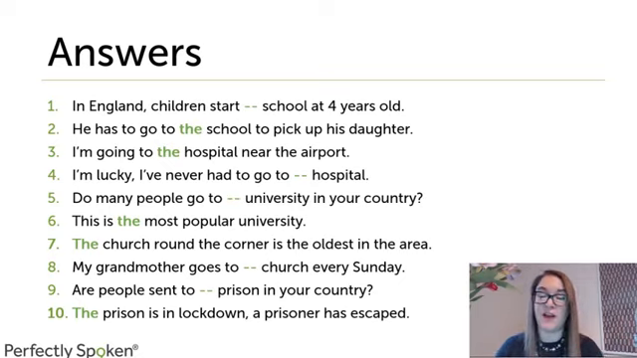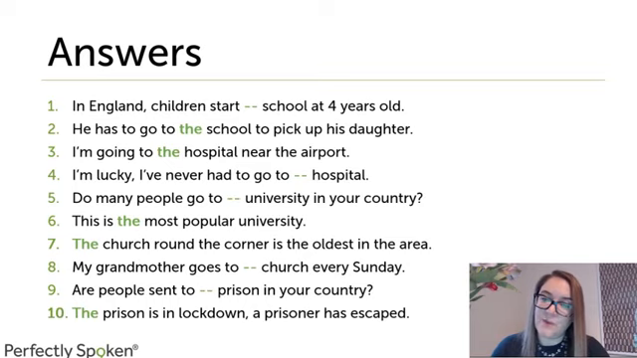So you can see that number 5 is a very general question. I'm asking a general statement. But number 6, I'm talking about a very specific place. The same with number 7, I'm referring to the church round the corner. The church round the corner is the oldest in the area. But number 8 is my general statement. My grandmother goes to church every Sunday.